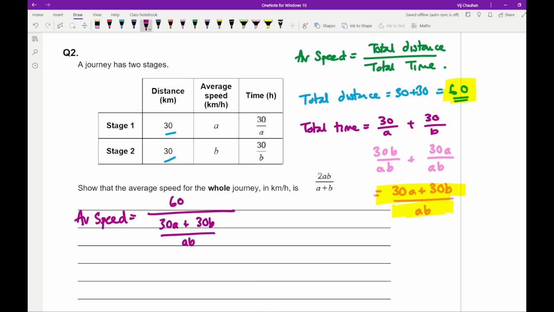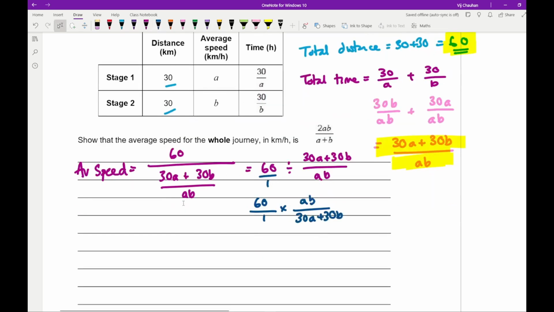Now that at the moment looks a mess, so let me just convert this to 60 divided by 30a plus 30b over AB. Now when dividing, what do we do? Well, we flip the second fraction and we turn it into a multiply, so that's going to be 60 over 1 multiplied by AB over 30a plus 30b. If I just zoom down a little bit, then combining the two fractions, we get 60ab all over 30a plus 30b. I can then factorise or simplify by dividing by 30.